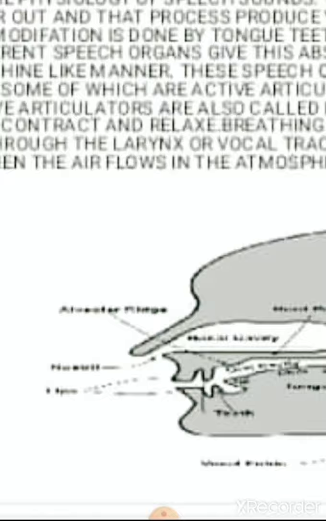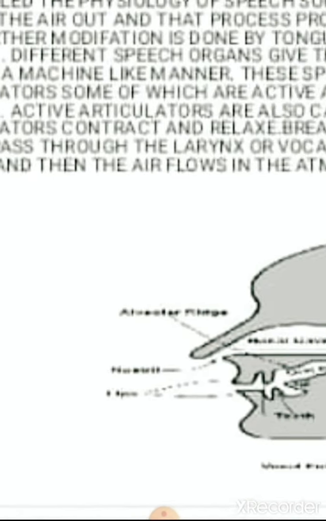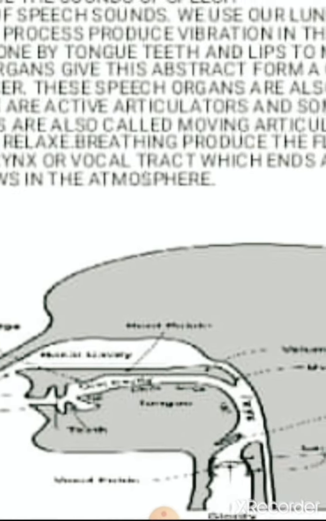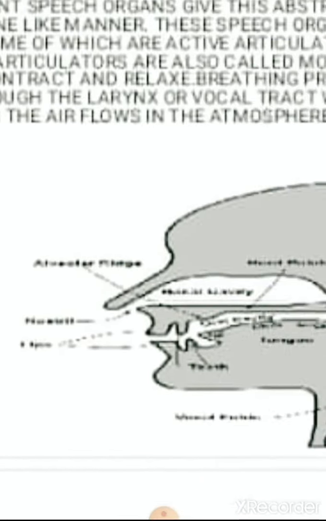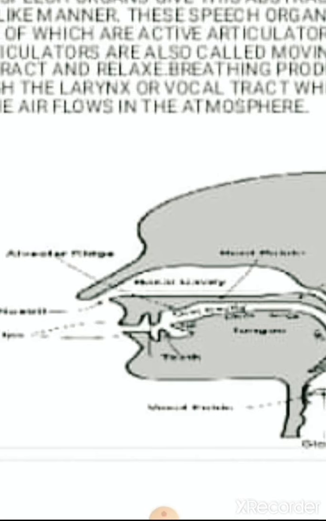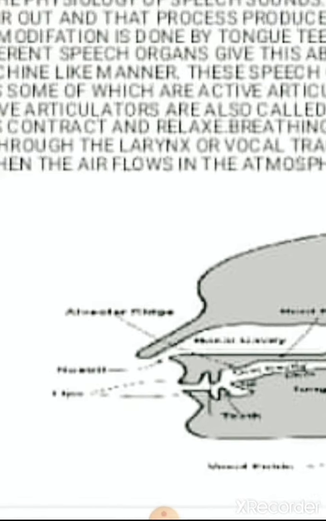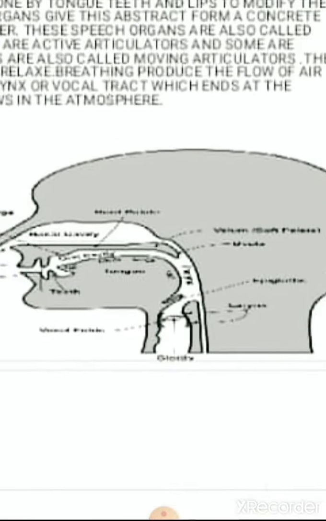Some of these speech organs are active articulators and some are passive articulators. Active articulators are also called moving articulators. The articulators contract and relax, producing the flow of air which passes through the larynx or vocal tract, and this vocal tract ends at the mouth. Then the air flows, and the second part of phonetics starts when it is transmitted through the air; then we call it auditory phonetics. So in this course, we are involved mostly with articulatory phonetics.